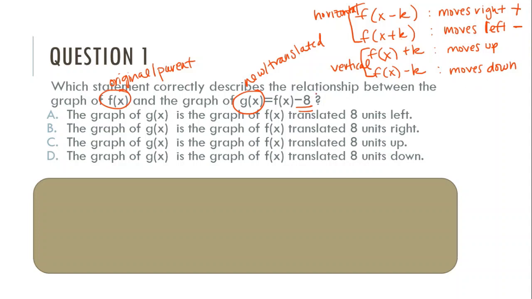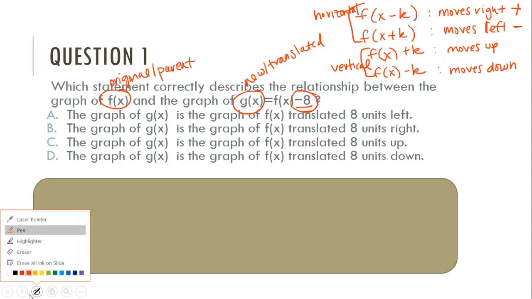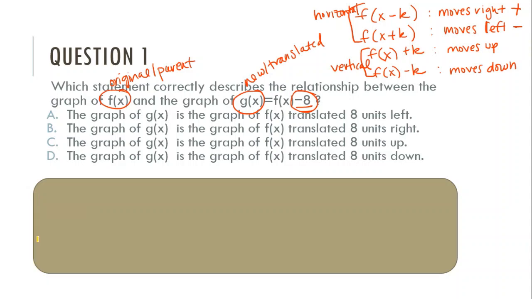So in this case, I just have this minus 8 tacked onto the end. When I match that up with the 4 different rules that we just talked about, that minus 8 matches with this minus k, which tells me that I move down. So I'm moving down 8 units. That means D would have to be the correct answer because I've translated 8 units down.